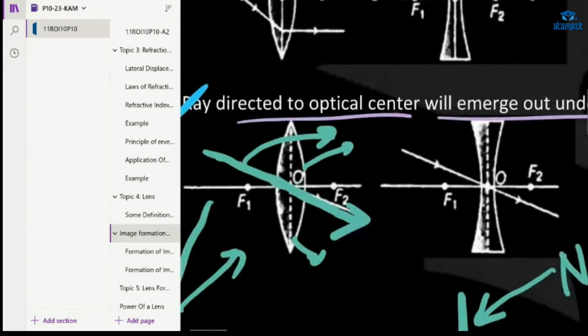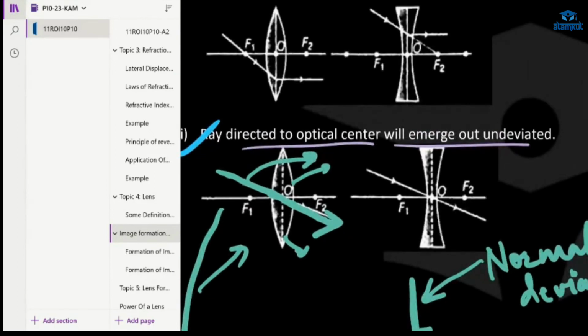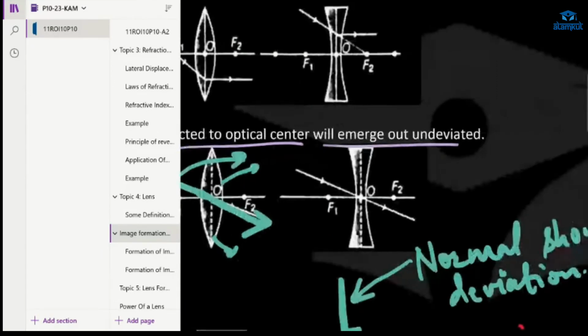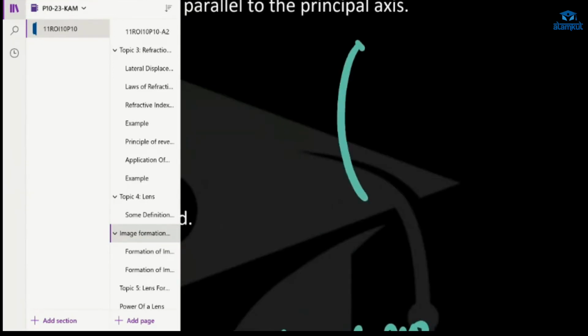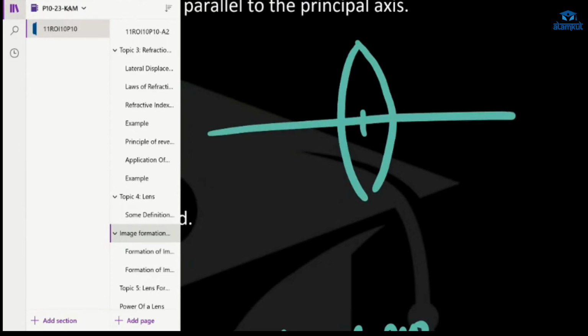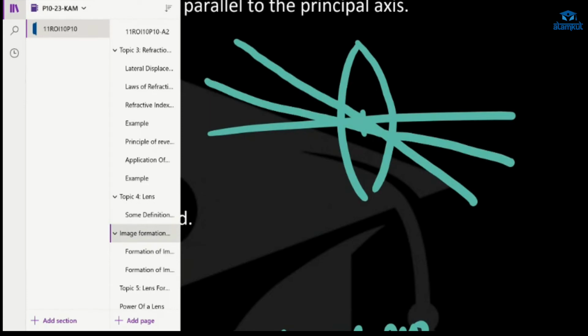Normal for this lens. Ma'am, but all rays that pass through the optical center come out undeviated, so all of them will be normal. For any point, you want to say this may be normal, right? Coming from this point, this may be normal.